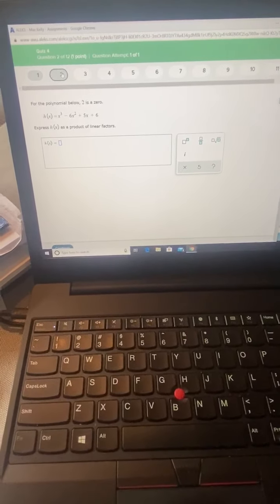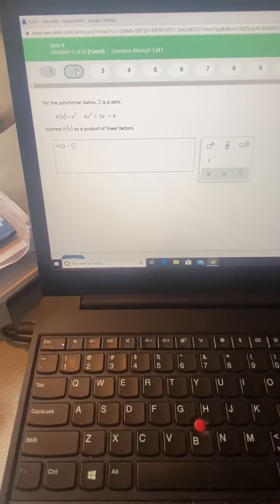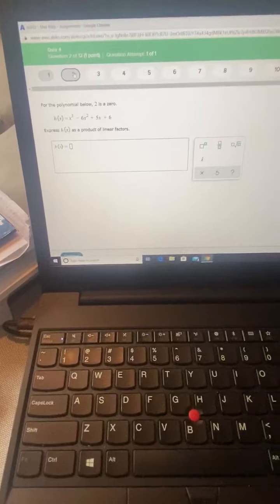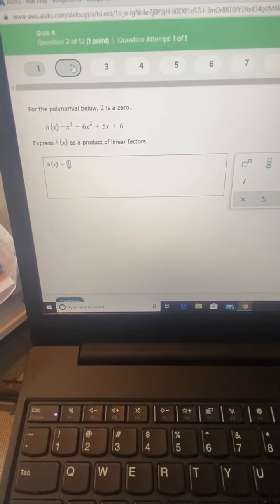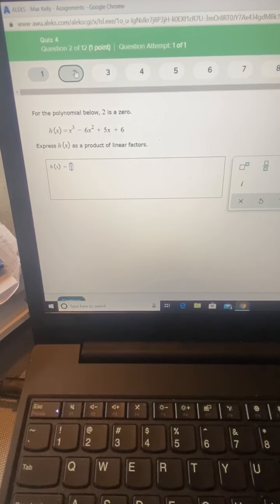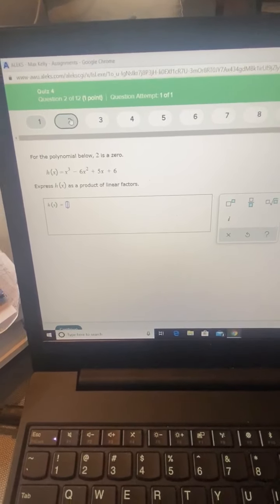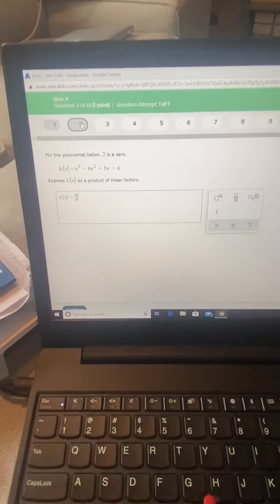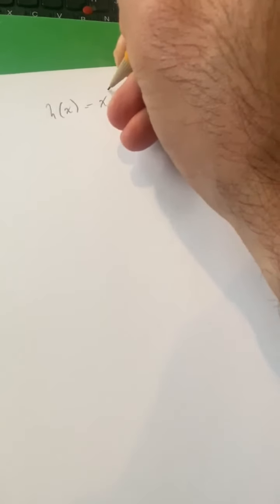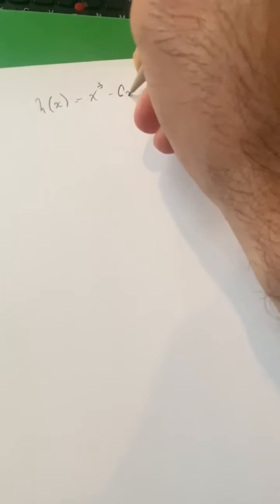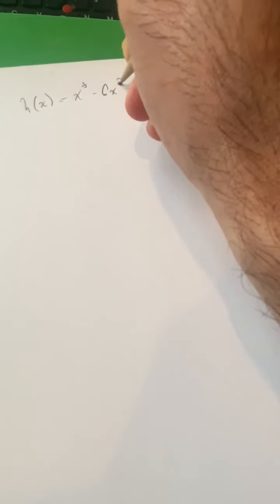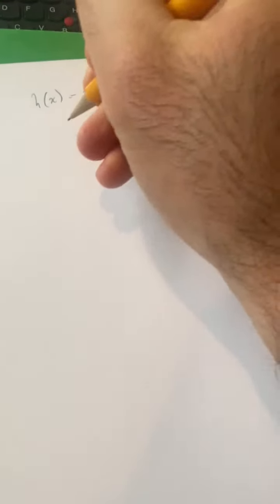This first one here that I wanted to go over is linear factors or linear factorization. So for this one here, they tell you that h of x equals x cubed minus 6x squared plus 5x plus 6 has a 0 of 2, and then they want you to express it as a product of linear factors. So the way that you do that is we'll just copy down our base polynomial here so that we can refer to it. So h of x equals x cubed minus 6x squared plus 5x plus 6. Okay, and they tell you that 2 is a 0, okay?